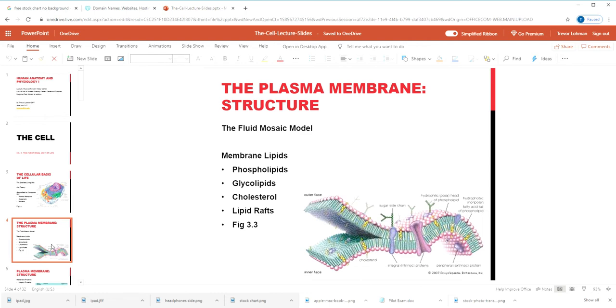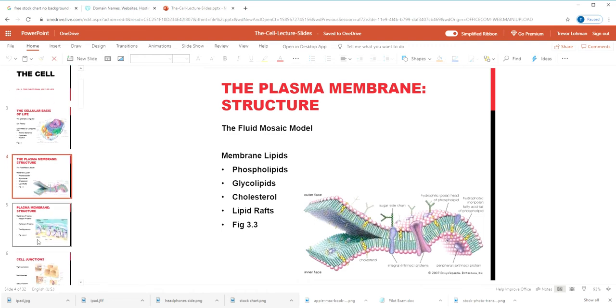There's actually a bit going on in the plasma membrane. It seems like this simple little structure. There's a lot to it, and we're going to talk about that. If it wasn't for the properties of the plasma membrane, cells could not exist and could not function.